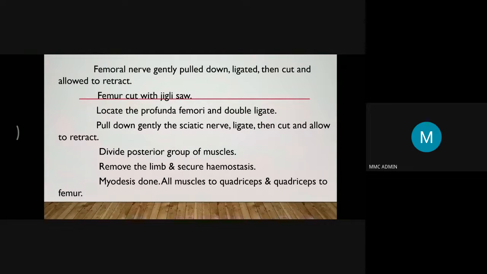Then the posterior group of muscles is divided. Then the limb is removed, hemostasis is achieved, and myodesis is done. Myodesis means, as I said, the muscle is sutured to the periosteum. We can do either myodesis or myoplasty. Depending on the situation, if the anterior group of muscle is healthy, we can do myoplasty. If it is not healthy, we go for myodesis. Okay.